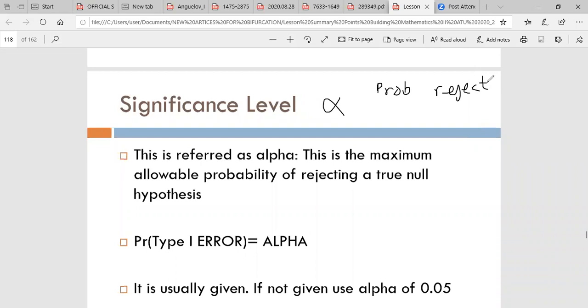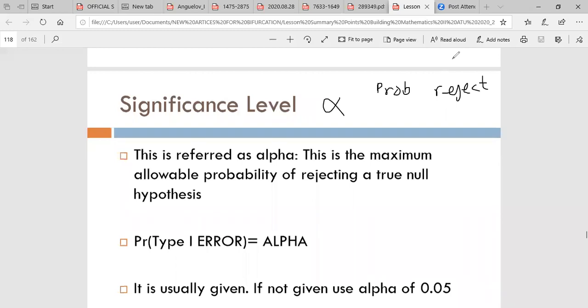And for such an error, if the claim is true and you have rejected it during your tests, say the thing is 1.5 liters, but you concluded by saying it is not 1.5 liters, then what you've done is you've committed a type 1 error. And that is what we refer to as alpha. So alpha technically is the probability of committing a type 1 error.